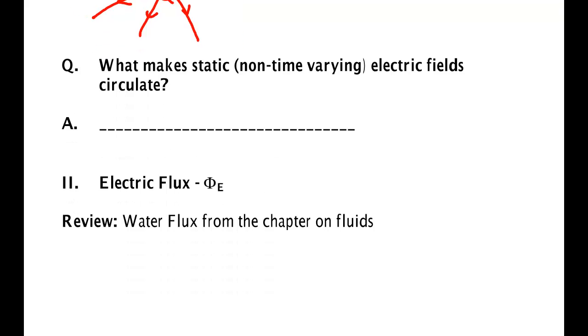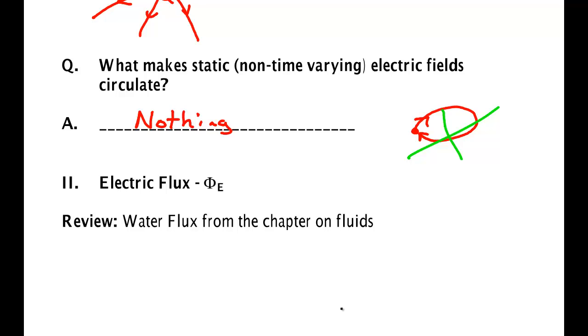For static things, that is, if you're not accelerating these charges, then you'll get non-time-varying electric fields. That's electric fields that do not depend on time. And in this case, the question is, what makes them circulate? And the answer to the question is nothing. So you cannot get field lines like that. Not possible. We'll find out later on, for magnetism, magnetic field lines do circulate. This is what they do. But electric field lines do not.